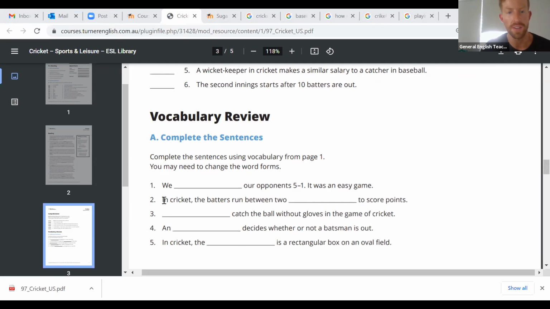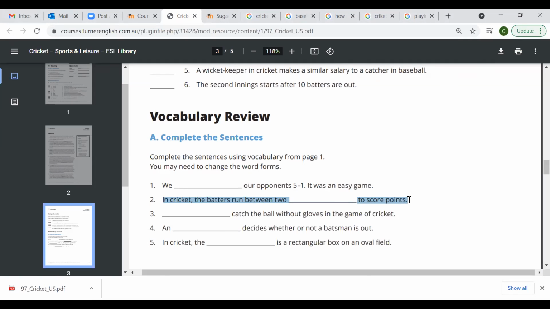Okay. All right. So let's go to number two. Mohammed, can you do number two for us? In cricket, the batters run between two wickets to score points. Wickets is number two. Those are the three things on the ground. Yes. Okay. So they're the three things in the ground. It's true.